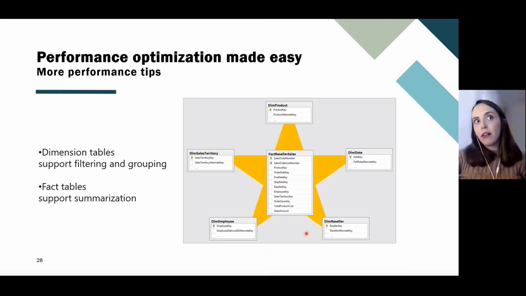So now, the star schema. If you work with Power BI, you probably heard a lot about the star schema and how great it is to have a star schema kind of structure in Power BI. You have dimension tables because they support filtering and grouping, and you have fact tables that support summarization. So Power BI loves star schemas. If you don't know that already, then you know now. It loves star schemas.